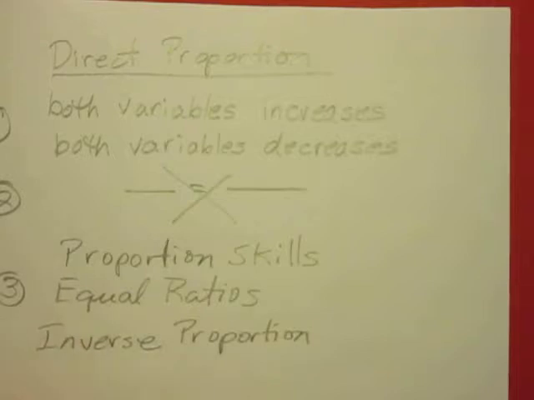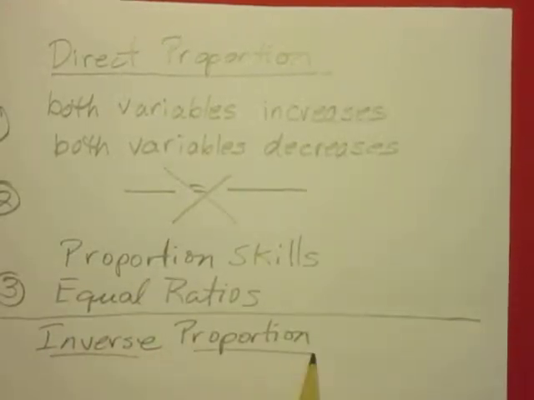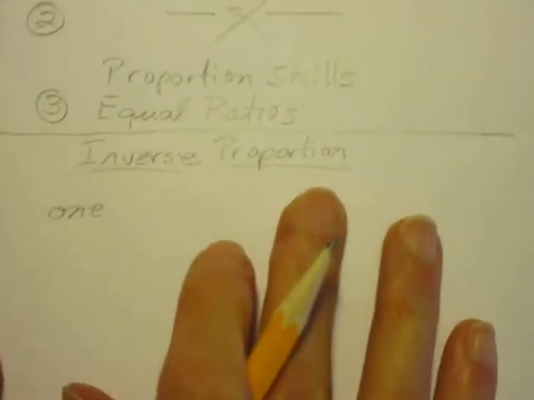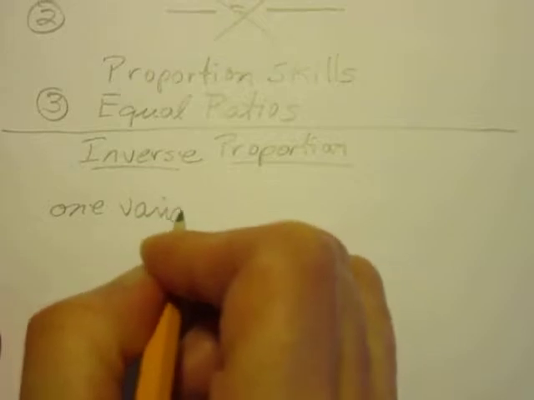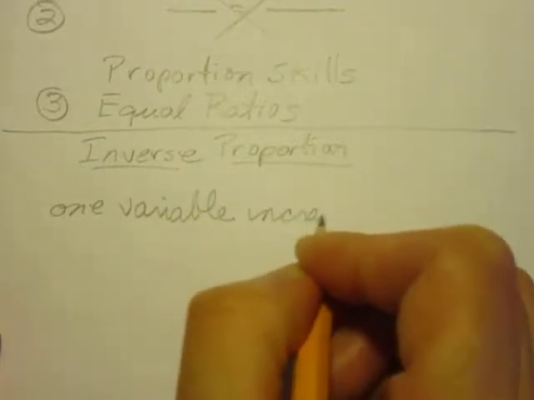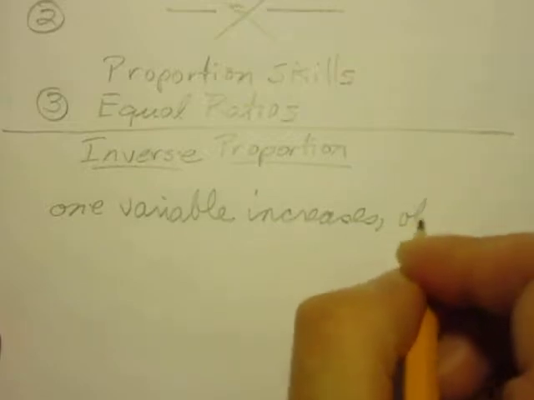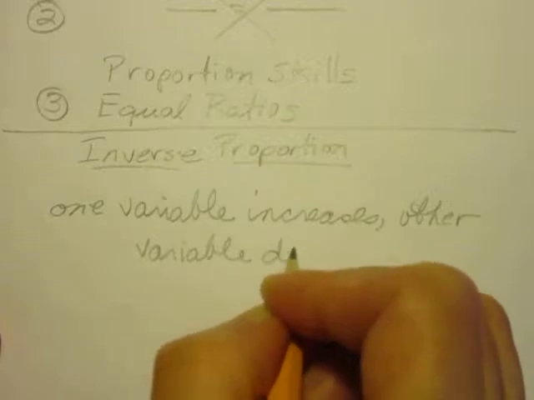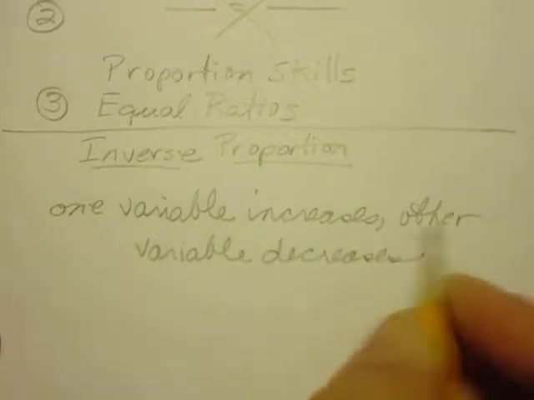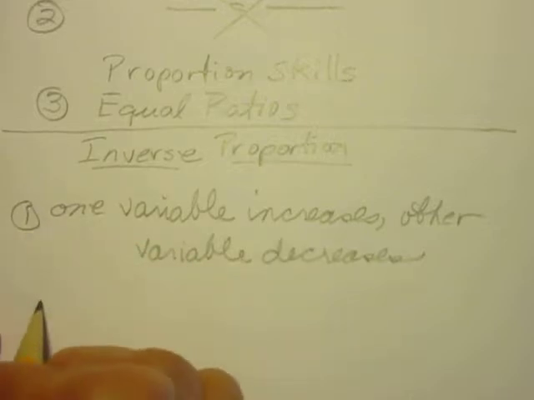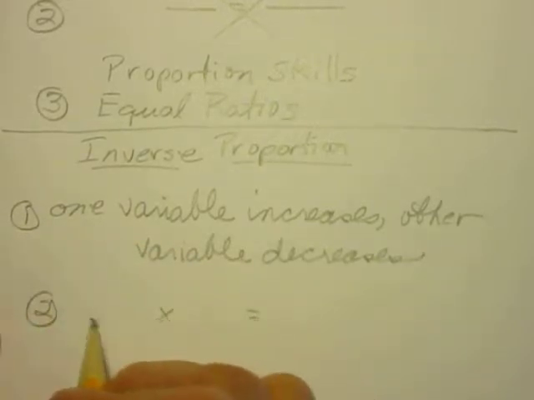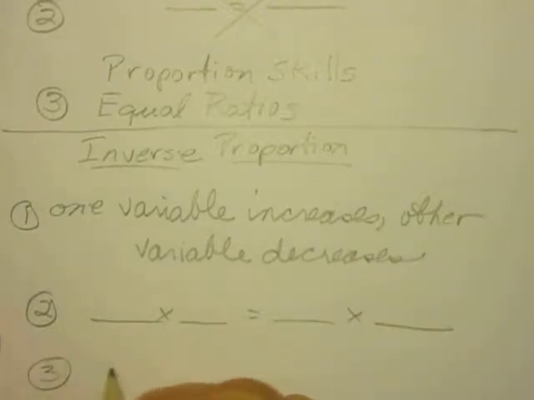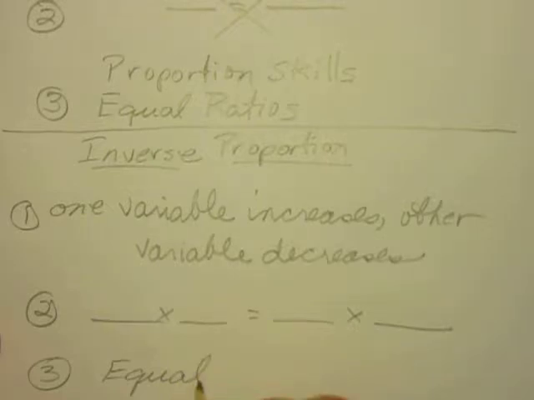So these are all terms that I want you to connect with a direct proportion problem. And when you're dealing with inverse proportion problems, you're going to have one variable increase and the other variable decrease. That's the thing I want you to get out of that. The way you set that up is you have equal products, so basically you're justifying that you have equal products.